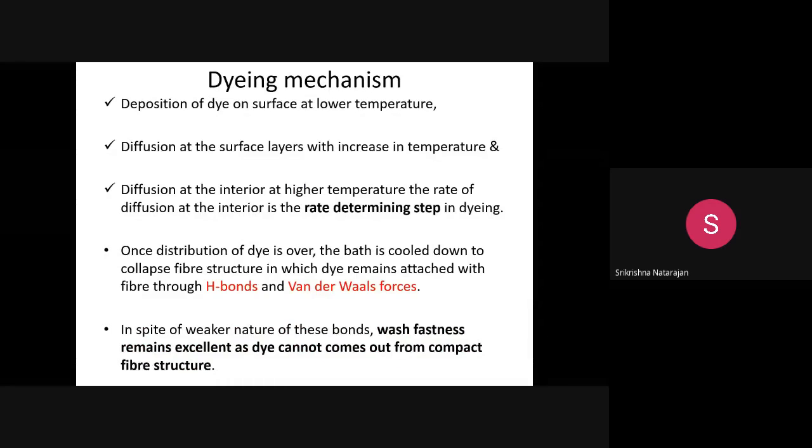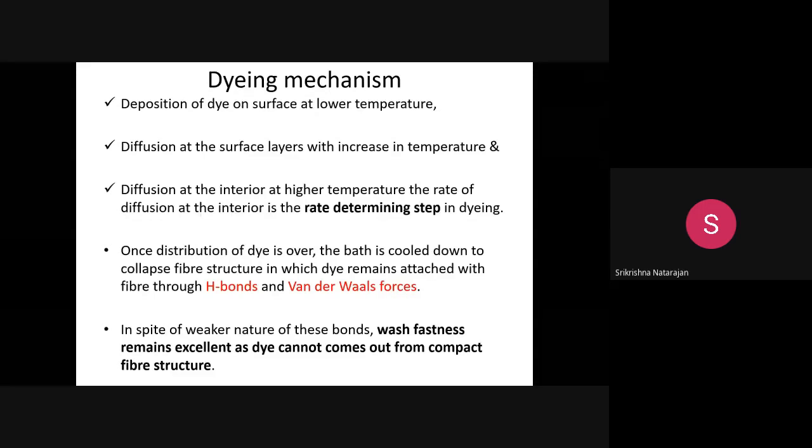And the dyeing mechanism, which I have already told you, you may be knowing about this. First you deposit the dye at the low temperature, then diffusion takes place with the increase in temperature. Okay, just to recall the discussion on glass transition temperature. At room temperature, around 35 to 37, you start the dyeing, and then what will happen? Dye diffuses slowly, but with the increase in the temperature, the dye penetrates inside. At very high temperature, say around 100 degrees or 110 degrees, the dye penetrates inside.